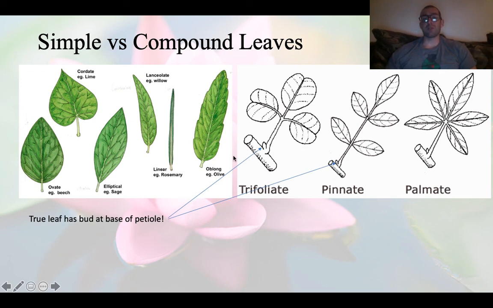And we have different arrangements of our compound leaves. You can have trifoliate, pinnate, where you have, this actually is referred to as a rachis in our compound leaf, and you see leaflets branching off from each side, or palmate, where your leaflets all originate from this point right here. Again, I don't expect you right now to know these differences, but you should know the difference between a simple leaf and a compound leaf.